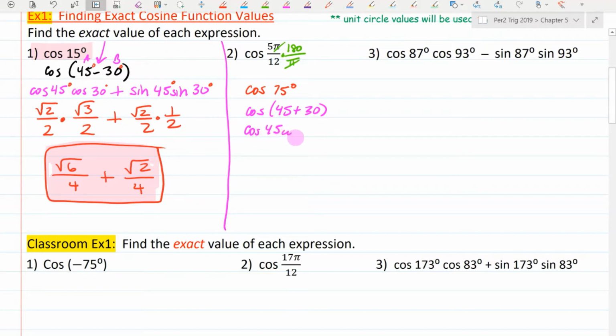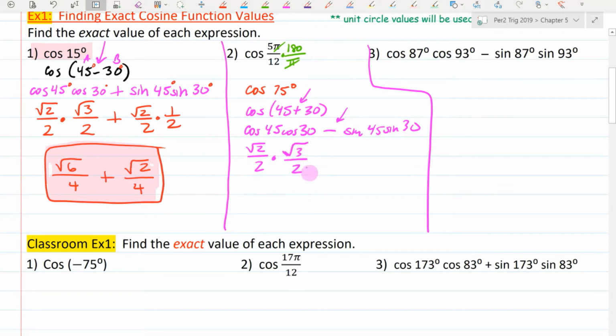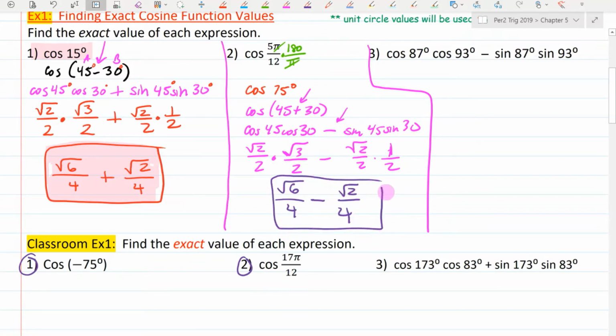Cosine of 45, cosine of 30, and then in this case, if that's plus, that's minus, sine of 45, sine of 30. All right, so same thing. We already know these values because we just did them, and then sine of 45 and sine of 30. I know I'm going through that fairly quickly. You're going to have a chance to actually do them down here. But hopefully it's no surprise to you, or maybe it is, since we just started this, that it's radical 6 over 4 minus radical 2 over 4.